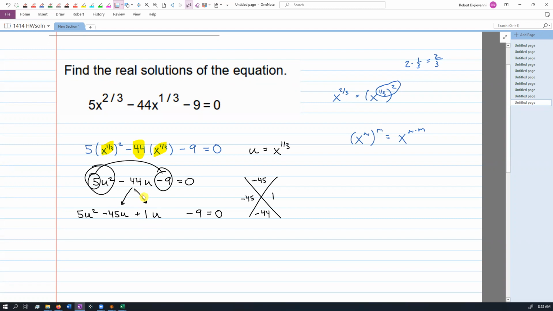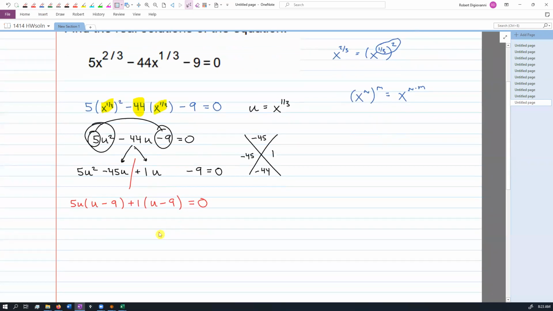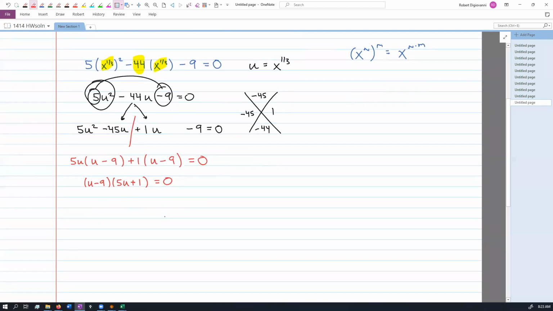Okay. Now what we do is grouping. Since we have 4 terms now, we do grouping. I have the first 2 terms, I pull out a 5u. I'm left with u minus 9. And then over here, I already have a u minus 9, so I have to factor something out. So I'll factor out a 1, which leaves me with u minus 9 equals 0. And see, they both have u minus 9. So I can rewrite this as u minus 9 times 5u, that's this thing, plus this right here, equals 0. And now I finally have this factored.